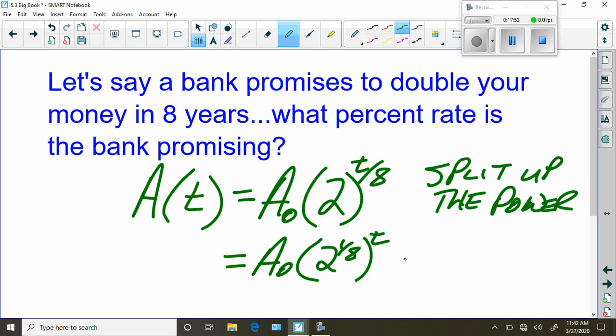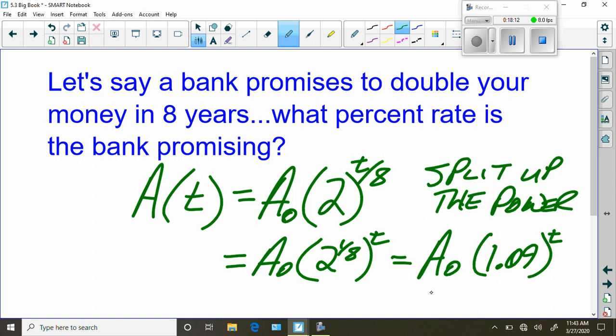Then I got out my cell phone again, and I did this problem on my cell phone. I was pretty happy about this. And that's going to be the initial amount. And then when I did 2 to the 1/8 on my cell phone, I got 1.09 to the t.